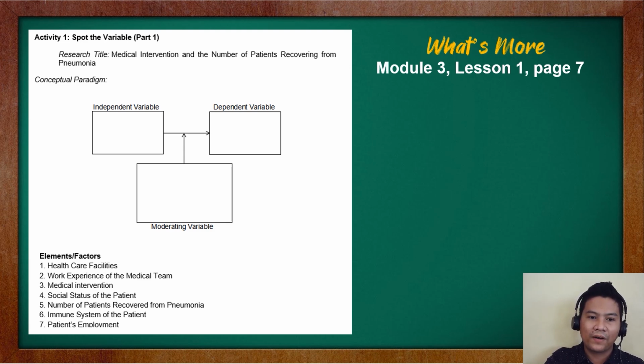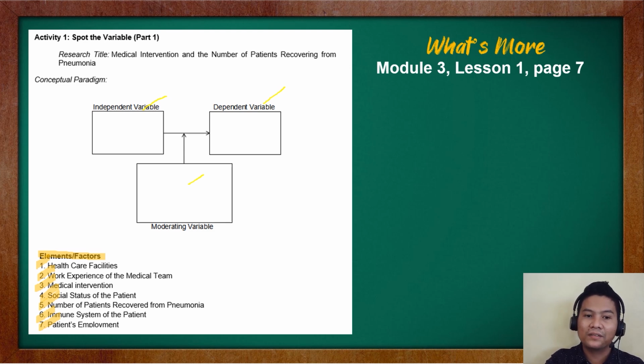Activity 1, spot the variables. You are just going to fill in the boxes with the right variables, and your basis will be down here. This one, elements and factors. Where are you going to put the healthcare facilities? Work experience of the medical team, the medical intervention, social status of the patient, number of patients recovering from pneumonia, immune system of the patient, patient's employment. So it's up to you.